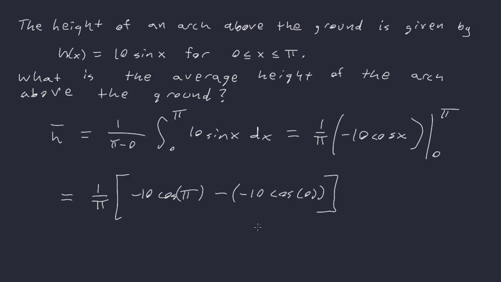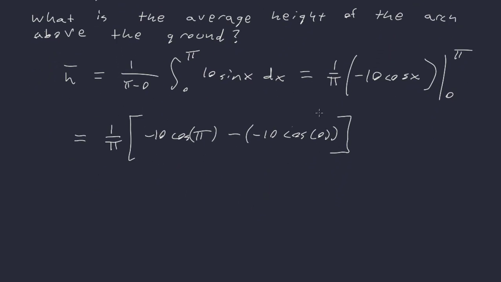Now, don't be so quick to jump to making this 0. Remember, cosine of 0 is 1, and cosine of pi is negative 1. So we're going to have 1 over pi times negative 10 times negative 1. So we'll have 10 minus, and that'll be a negative, negative, so plus 10. And so this is going to be 20 over pi.